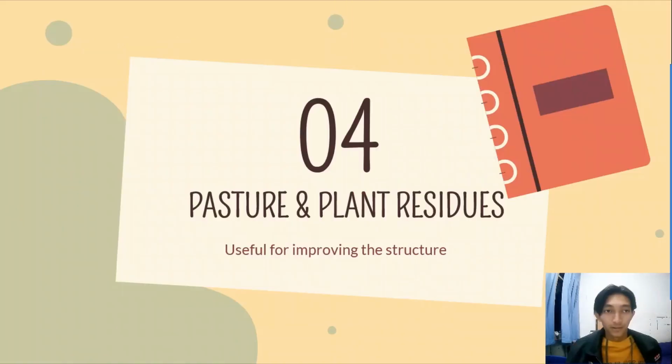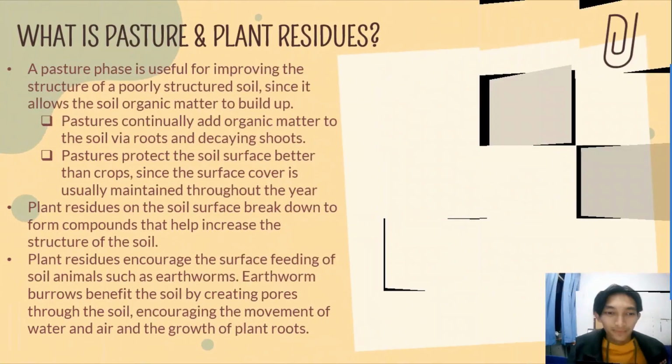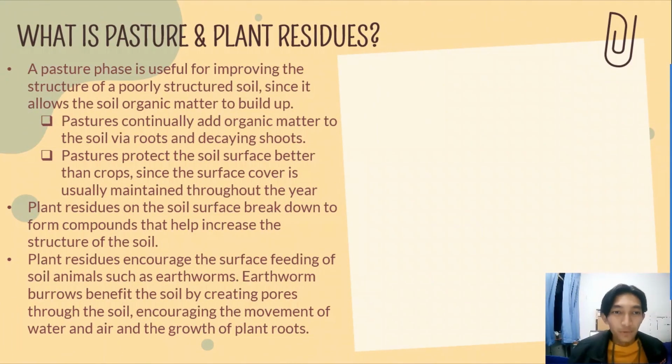The last part is pasture and plant residue. What are pasture and plant residue? As we know, pasture is useful for improving the structure of a poorly structured soil, since it allows soil organic matter to build up. In addition, pasture continually adds organic matter to the soil via roots and decaying shoots. Thus, pasture also protects the soil surface better than crops, since the surface cover is usually maintained throughout the year.